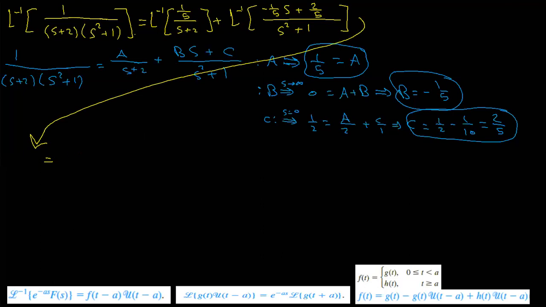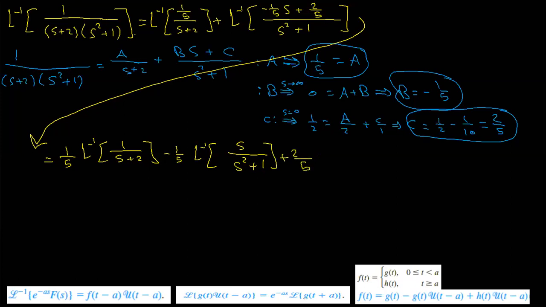So equal 1 over 5 is a number, times the inverse Laplace of 1 over S plus 2. How to find the inverse Laplace of the second fraction? This one. We split it. Yes, you are right. So -1 over 5, I take it out and split into two fractions, S over S squared plus 1, plus 2 over 5 times the inverse Laplace of 1 over S squared plus 1.